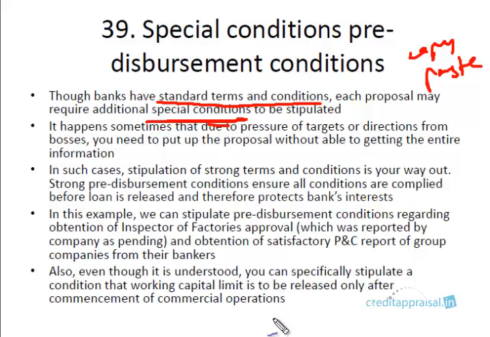For this company, for example, we've seen that the inspector of factories clearance is not yet approved, so you stipulate it as a pre-disbursement condition. This company also has a group company, so you have to obtain a satisfactory PNC report from the bankers of the group company. So for each proposal, there will be a separate set of special conditions, on a case-to-case basis. If it's a very critical condition, you can stipulate it as a pre-disbursement condition. Only after that is complied with are you going to release the loan.